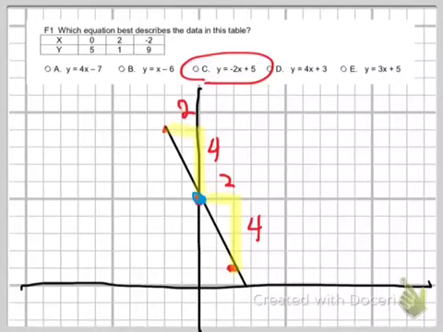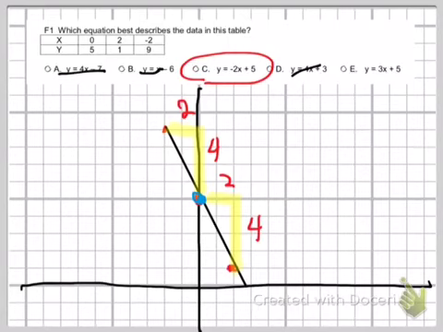On this test, the first question is, which equation best describes the data in this table? So what I did was I graphed the points on a coordinate plane, and I drew a line to connect them. I found my y-intercept was 5, so that eliminated any choice that didn't have a y-intercept of 5. So I was left with C and E.